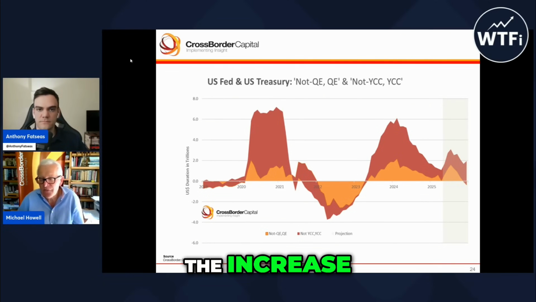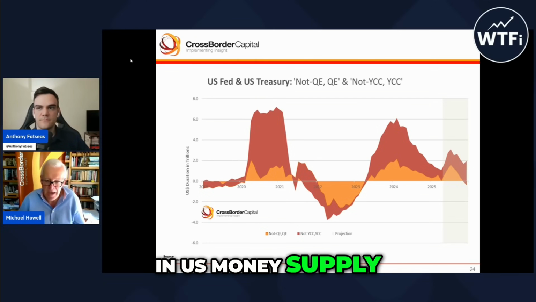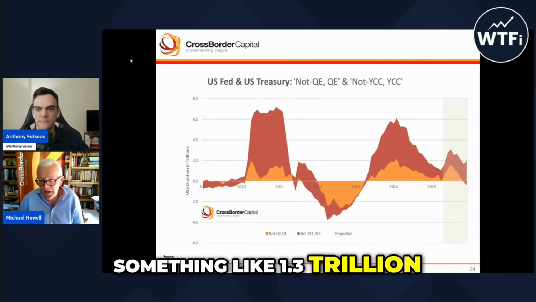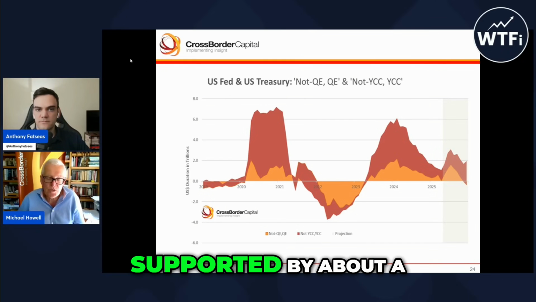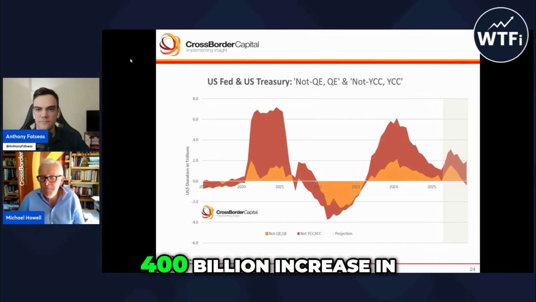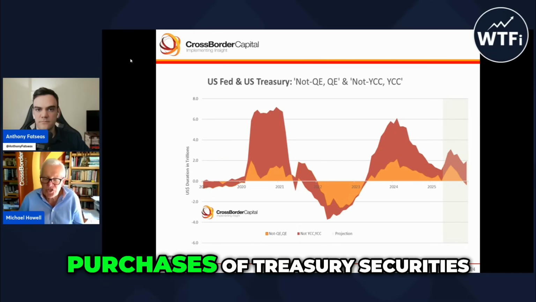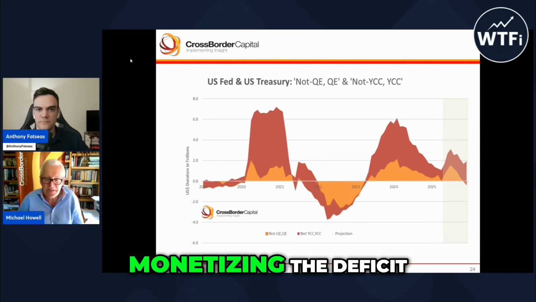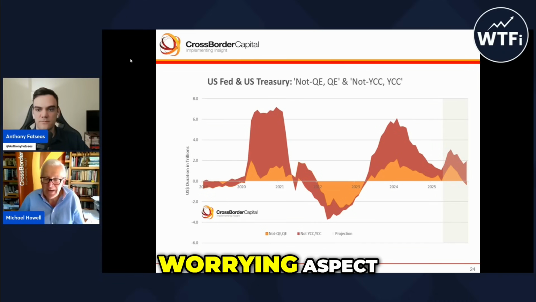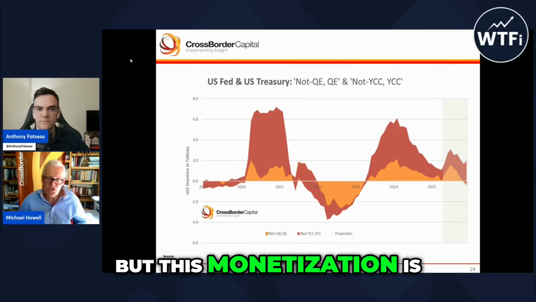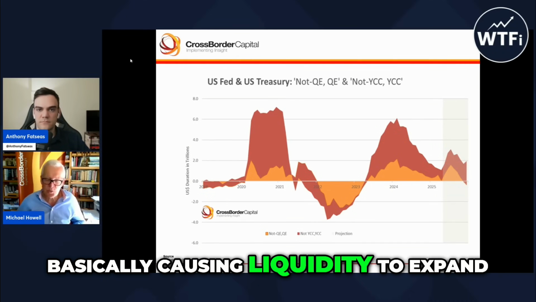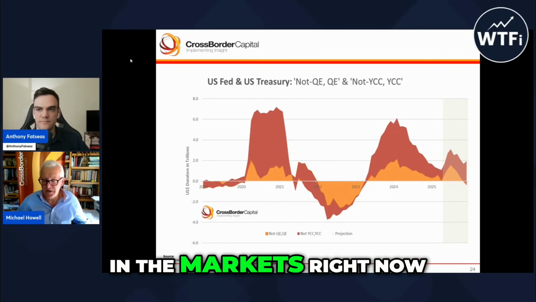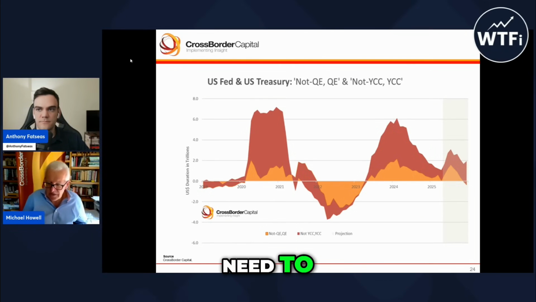If you look at the increase, for example, in US money supply over the last 12 months, something like 1.3 trillion of increase has been supported by about a 400 billion increase in purchases of Treasury securities by the banks. So the banks are monetizing the deficit. And this is the worrying aspect. But this monetization is basically causing liquidity to expand. And that's why I think you've got this generous environment in the markets right now.